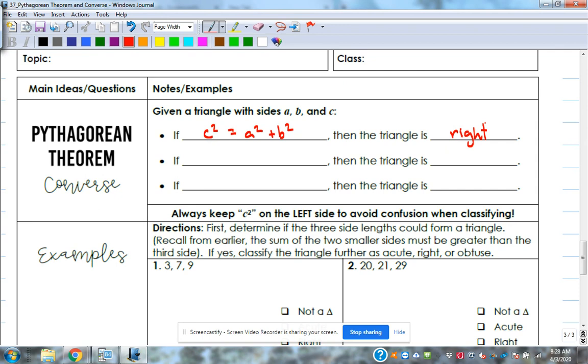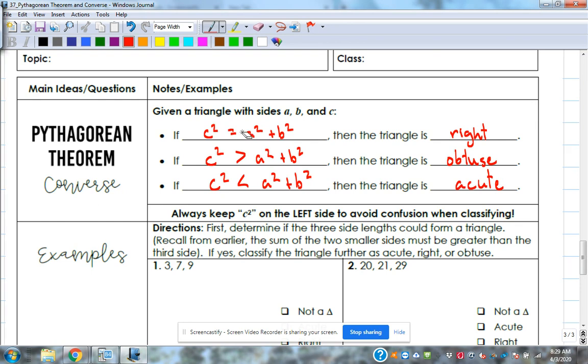And then we can decide what kind of triangle it is based on those sides. Remember, C is always going to be the largest number, and then A and B are the legs. If C squared is greater than A squared plus B squared, that's going to be an obtuse triangle. And if C squared is less than A squared plus B squared, that's going to be an acute triangle. Okay, so those things we get from the converse of the Pythagorean theorem.